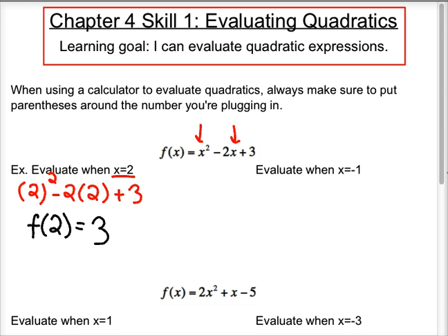Well, let's see what happens when you put a -1 in. And again, when you do that, -1 goes in the parenthesis and only the -1. So you rewrite everything exactly as is, except now you're putting a -1 inside that parenthesis.